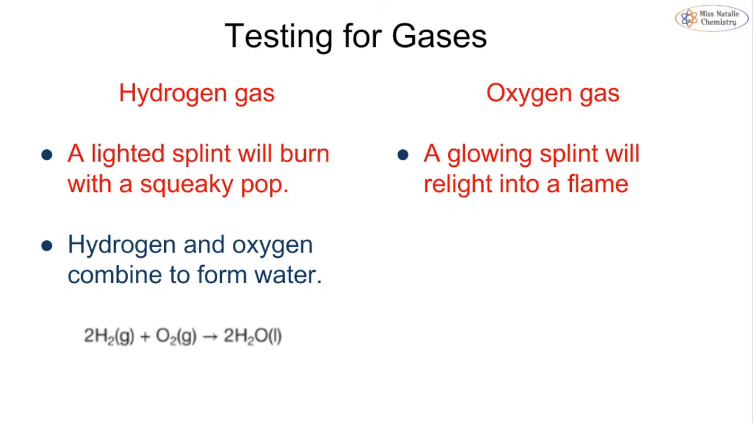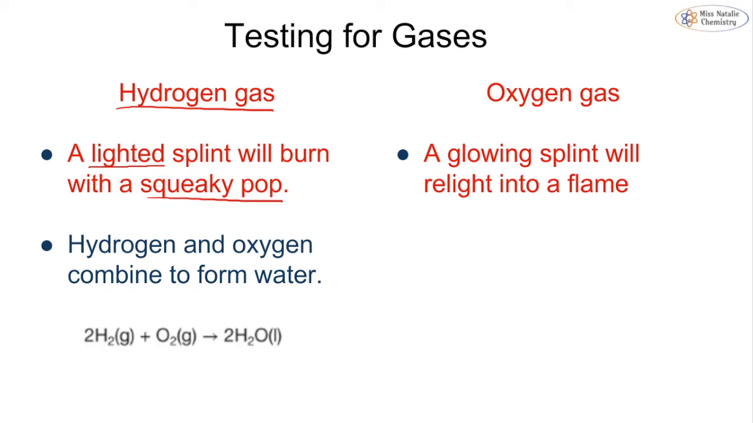So the first gas that we need to know, you will have learned back in GCSE, which is hydrogen gas. And the test that we use for that is we take a lit splint and we put it into the gas and it should burn with a squeaky pop. You also get hydrogen and oxygen combining to form water, but because you can't actually see that, you would describe what you can hear. And the answer would be it burns with a squeaky pop, being specific that it is with a lit splint.